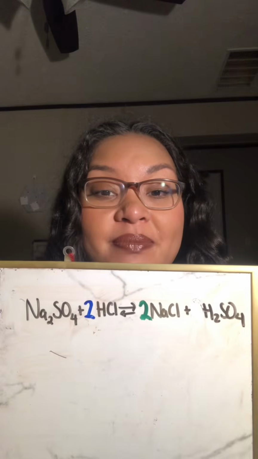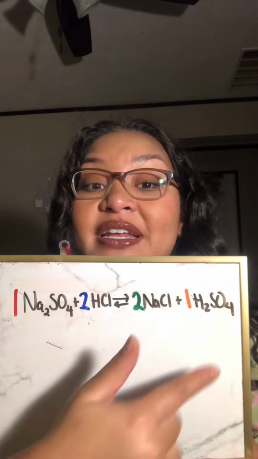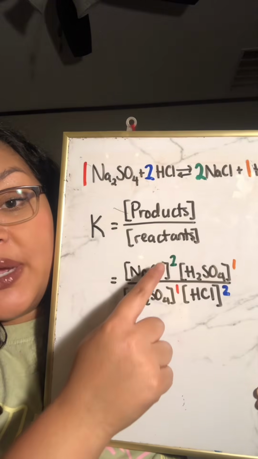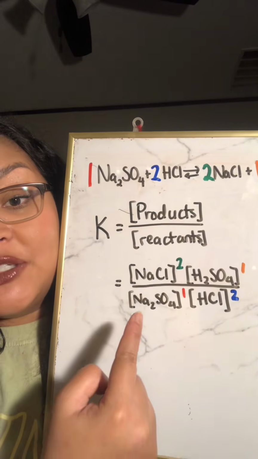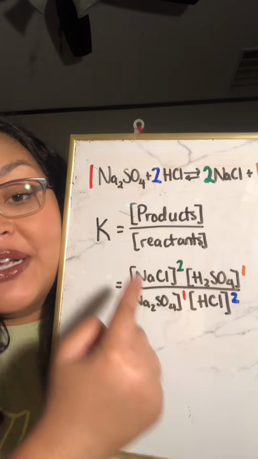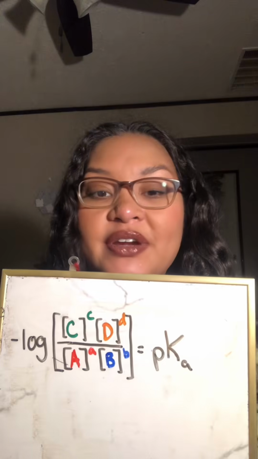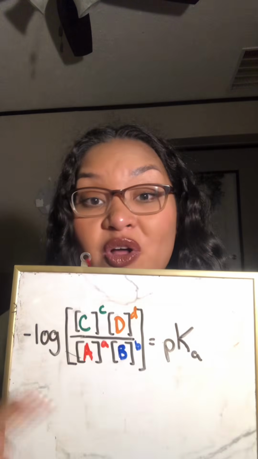Now that we have the generic model, let's take this one into account. Keep in mind that the coefficients of sodium sulfate and sulfuric acid are both 1. That ends up being NaCl squared times H2SO4 to the first power, all divided by Na2SO4 to the first power times HCl squared. Knowing that the Ka is the rate of dissociation or the rate of reaction, and that the pKa is the negative log, this is what it would all equal.